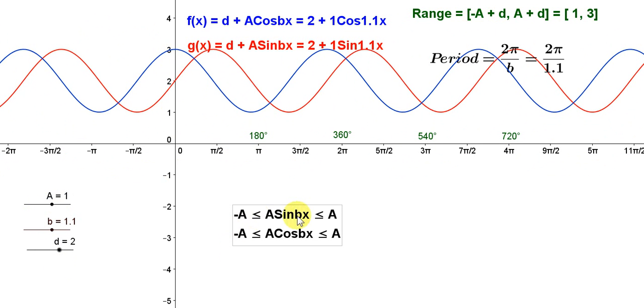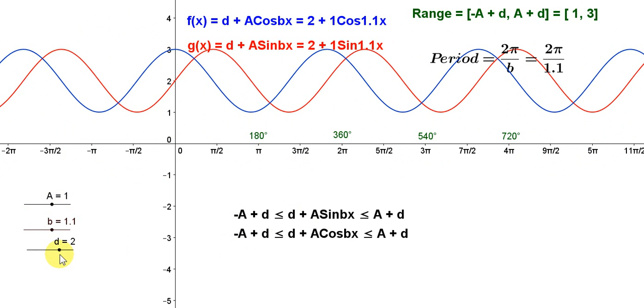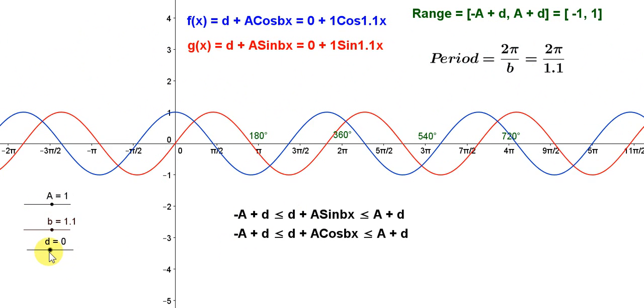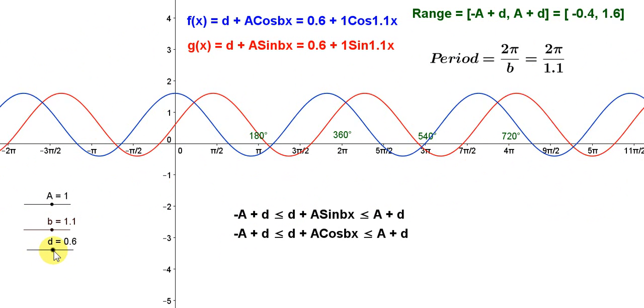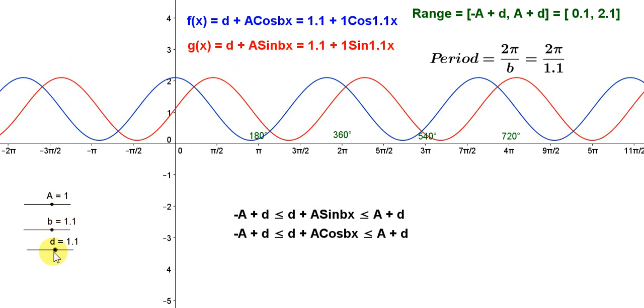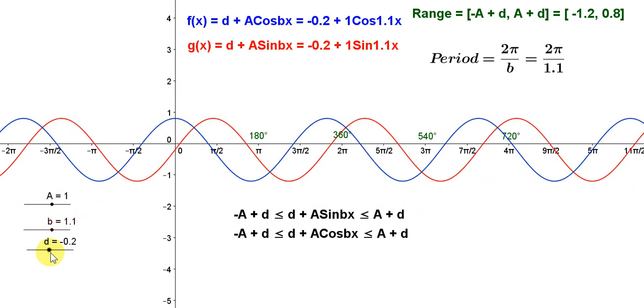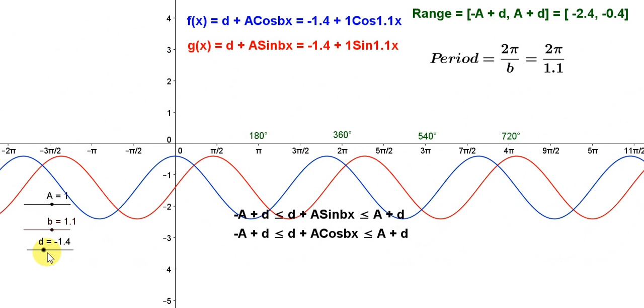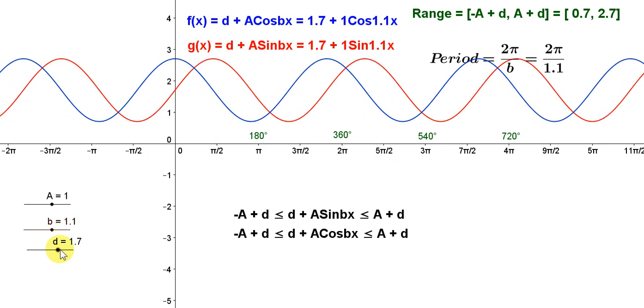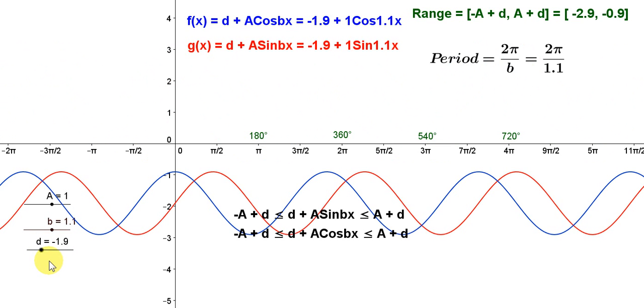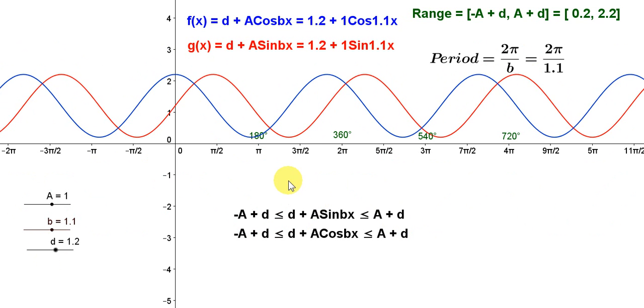So we can imagine adding d onto both of these inequalities. So we'd have minus a plus d is less than or equal to d plus a sine bx less than or equal to d plus a. So changing d affects the range. It has no effect on the period. The period is only affected by b.